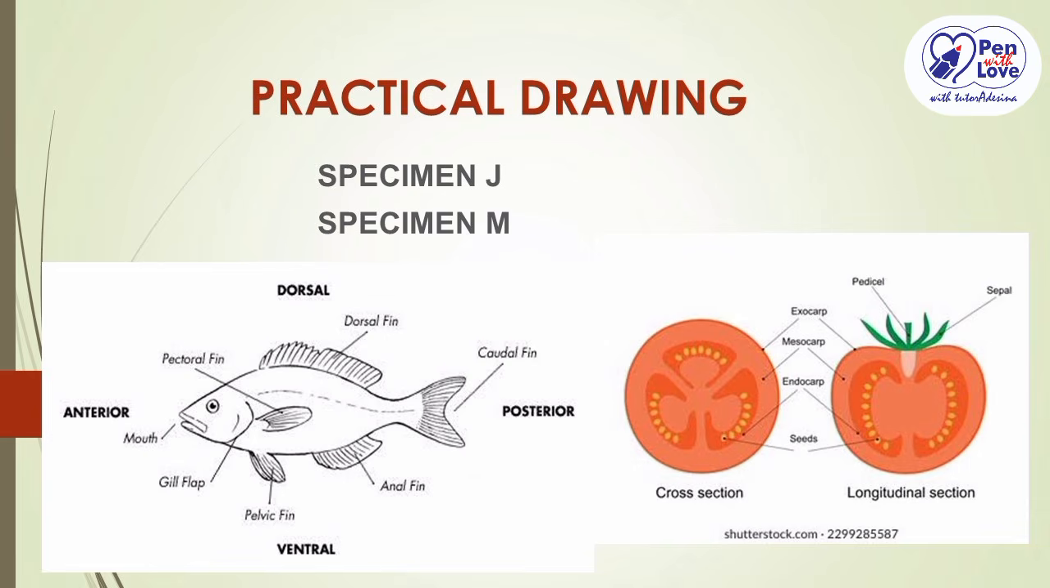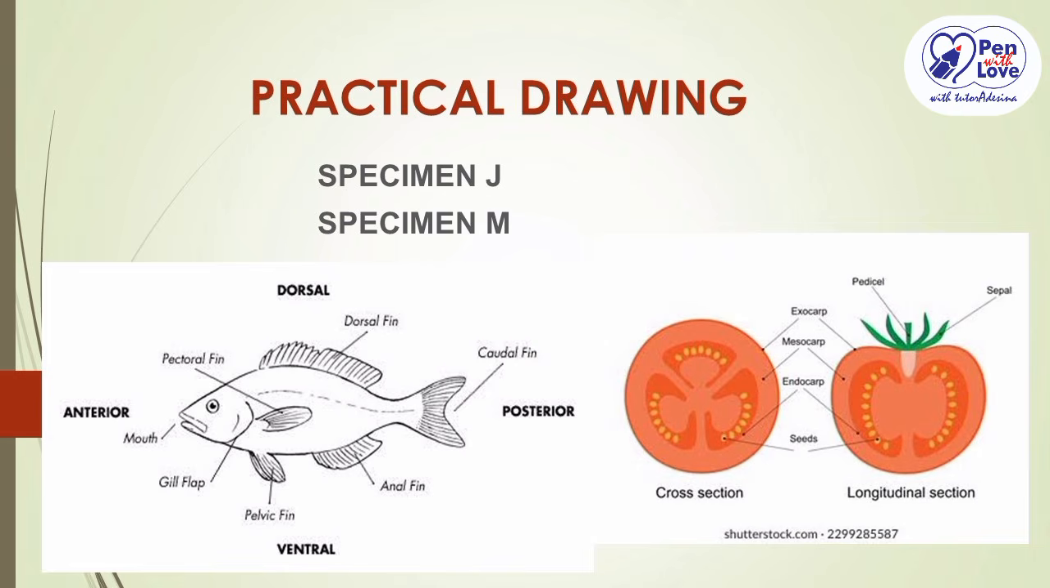So for the fish, when they ask you to draw, make sure you draw very neatly. Don't shade, don't do anything artistic. If you are asked to draw, look at the position you are asked to draw from. Maybe it's a dorsal view, maybe it's a ventral view, maybe a posterior view, anterior view, whatever. Then draw a simple diagram.